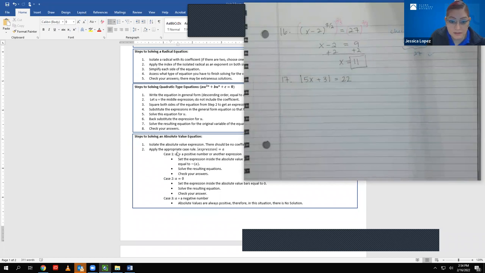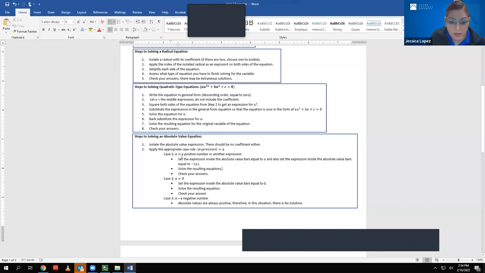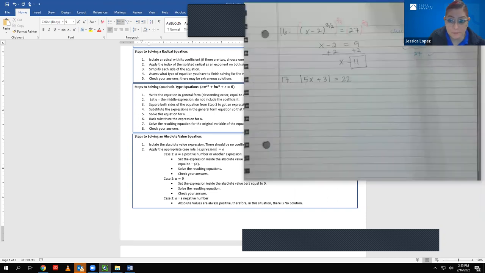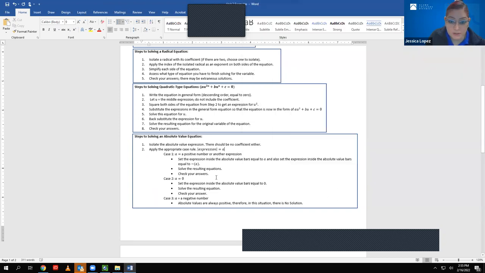Then it says apply the appropriate case rule for when you have the expression inside your absolute value bars equal to A, okay? If A is a positive number or another expression, you're going to do these steps. If A equals zero, if there's a zero over here on this side, then you're going to do these steps. And if the number on the right-hand side is a negative number, you're going to say it's no solution, okay? So we do have a positive 22. So I am gonna do what they say.